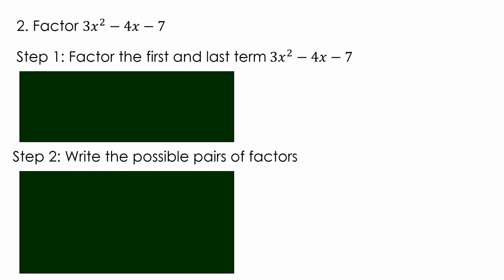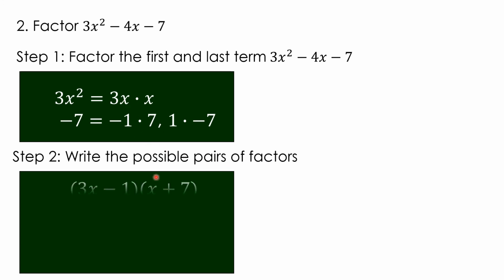Okay, so let's have another example. Factor 3x squared minus 4x minus 7. So first is factor the first and the last term. Okay, so factors of 3x squared, that is 3x times x, and then the factors for negative 7 is negative 1 times 7, or also 1 times negative 7. Next is write the possible pairs of factors.